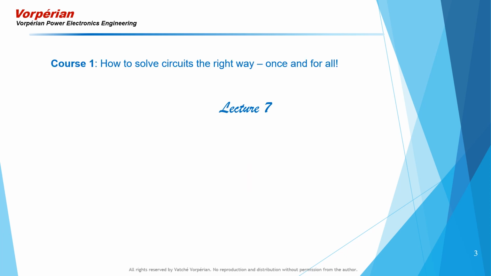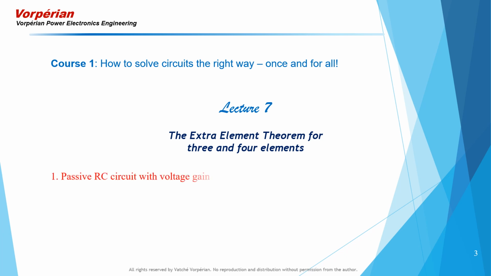In this lecture, I'm going to introduce the extra element theorem for 3 and 4 elements using the following examples: a passive RC circuit with voltage gain and a cascade MOSFET amplifier. As for the n extra element theorem, I'm going to have to ask you to read my book because the derivation, though not difficult, is too long for a video presentation.